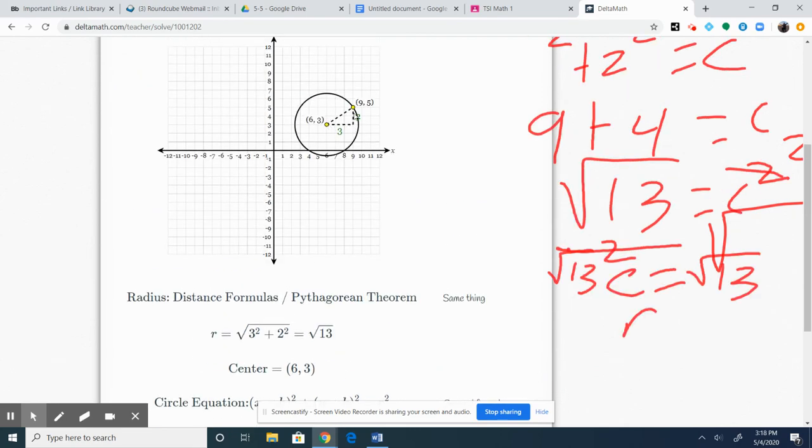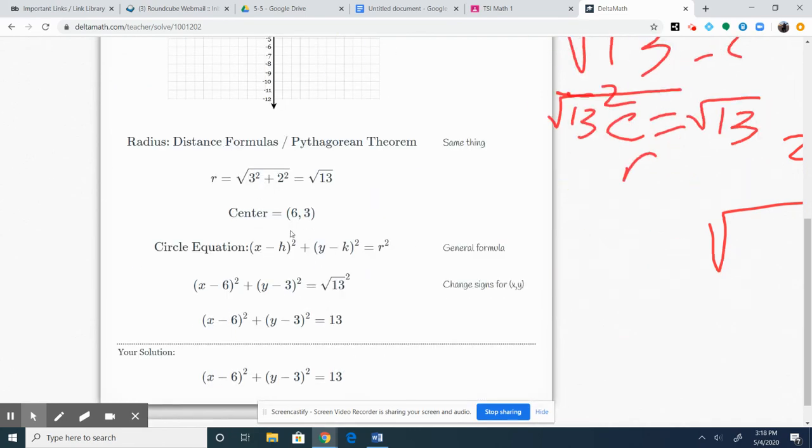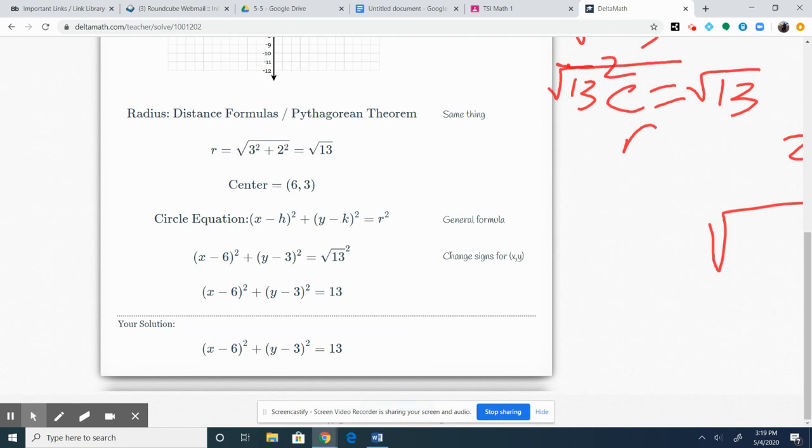So again, we can use the Pythagorean theorem, or we can just use the distance formula, whichever way you prefer.